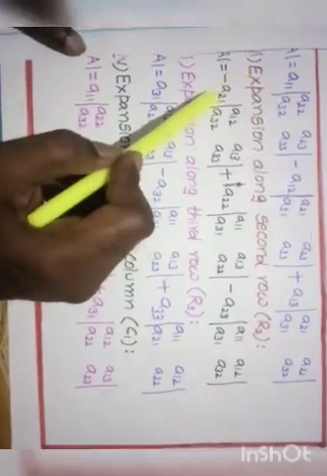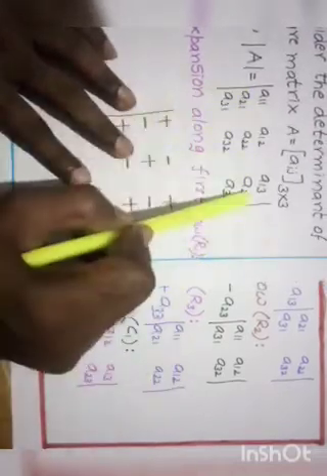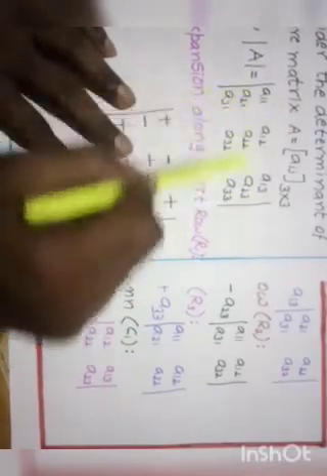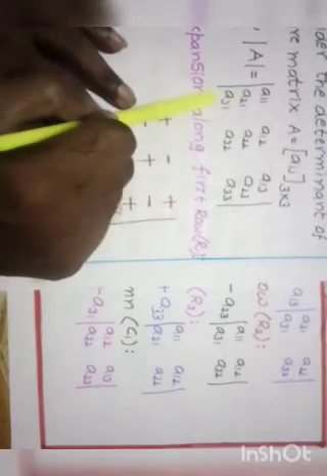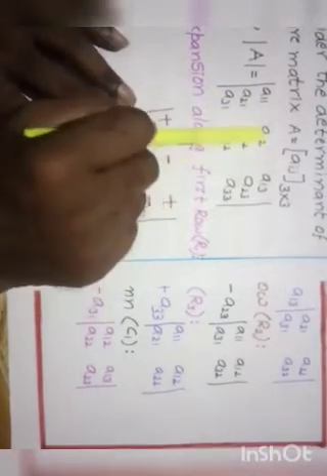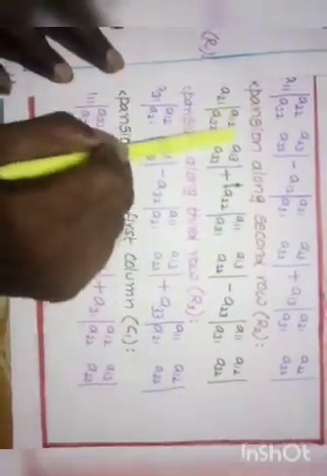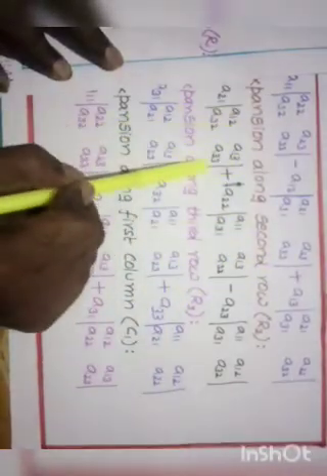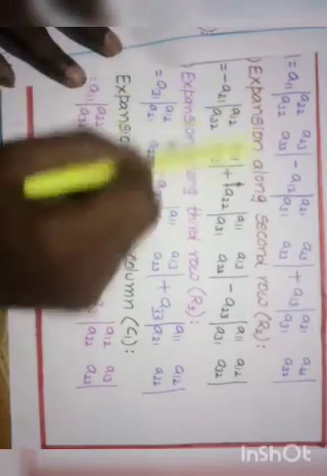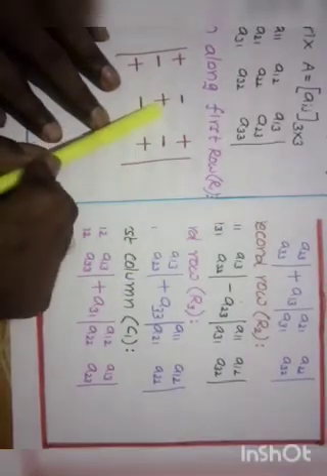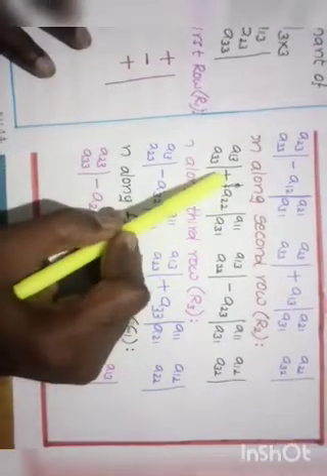What is that? A21. Now we close the second row and first column, because this element lies in the second row and first column. There will be left these four elements: A12, A13, A32, A33. We write all these four elements. Okay, understood this term, my dear children? Now we write the second term. Before writing it, what is the sign here? Plus. So we keep plus here.